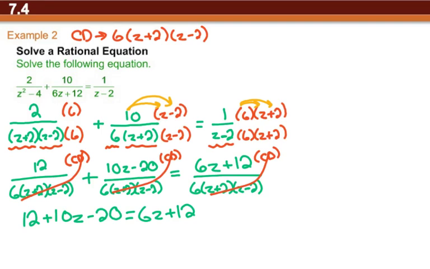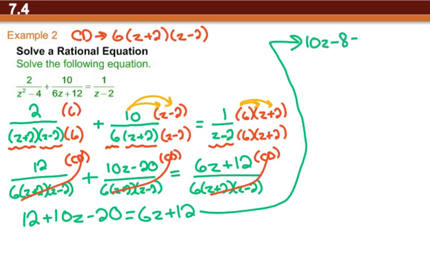And now we're at a point with no quadratics. This becomes just a linear equation, something that we've looked at back in grade 8, grade 9. On the left side, we do have some like terms, the 12 and the minus 20. We can combine those. We get 10z minus 8 equals 6z plus 12.